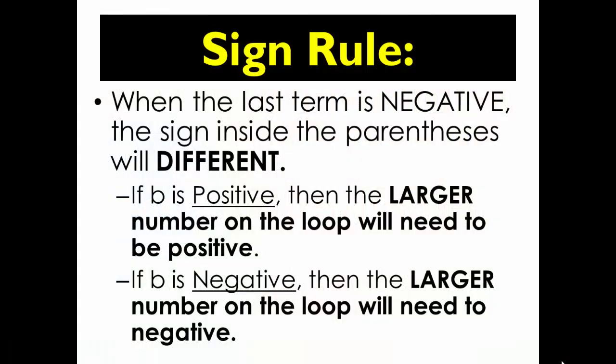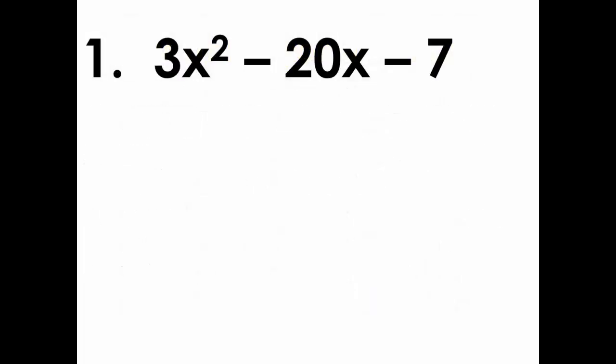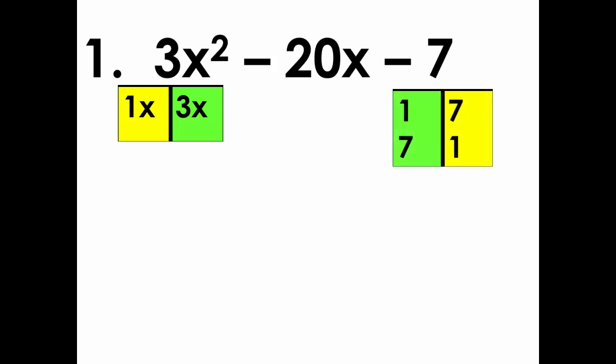When your last term is negative, you will have different signs inside the parentheses. One will be a plus and one will be a minus. List the factors of 3x and list the factors of 7. Right now we will not worry about the sign. We're going to try to figure out what can give us a sum of negative 20.